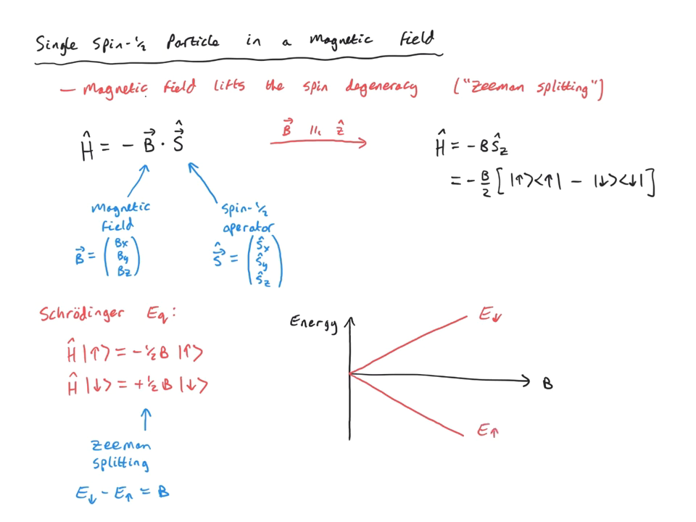At any given B, the energy difference between up and down is precisely B. So in a magnetic field, the symmetry between up and down is broken. The symmetry is therefore lowered from SU(2) to U(1). This U(1) symmetry is a unitary Lie group describing the set of complex numbers with absolute value 1. This is a smaller group than that of the SU(2) symmetry.